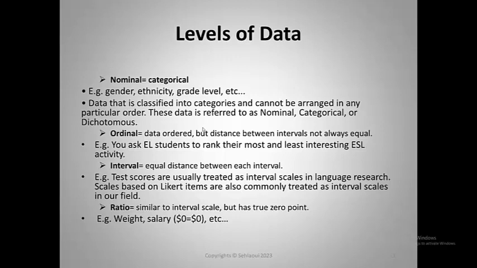Another type of data is called interval, with equal distances between each interval. Examples of that would be test scores, which are usually treated as interval scales in language research. Scales based on Likert items, for example, are also commonly treated as interval scales in our field. Ratio data is similar to interval scale, but has a true zero point, for example, weight, salary, etc. Okay?